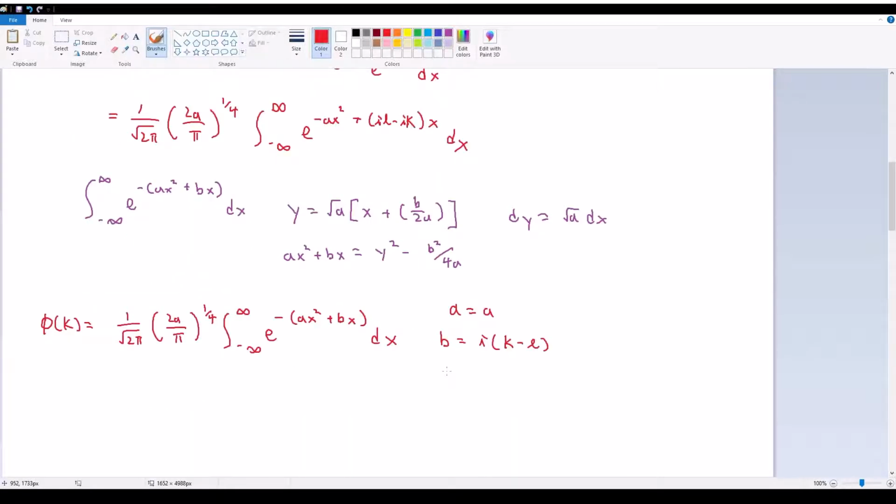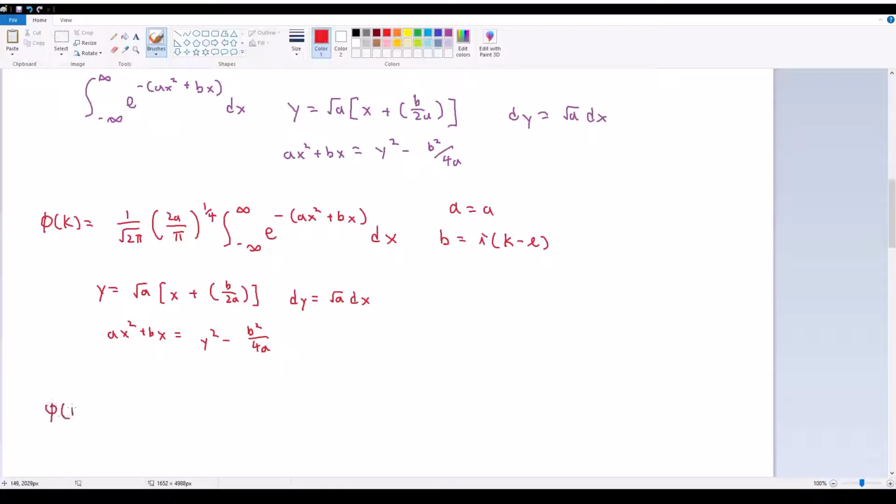And at this point, we redefine y. So y is going to equal the square root of a times x plus b over 2a. dy is going to equal square root of a times dx. Therefore, ax squared plus bx is going to equal y squared minus b squared over 4a. So what that means is that we can rewrite phi of k to equal 1 over square root of 2 pi times 2a over pi to the power of 1/4 multiplied by our integral from negative infinity to positive infinity. And we're going to rewrite this as e to the negative of y squared minus b squared over 4a dx.